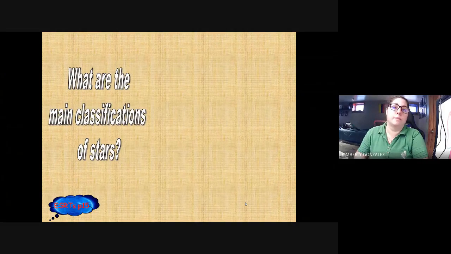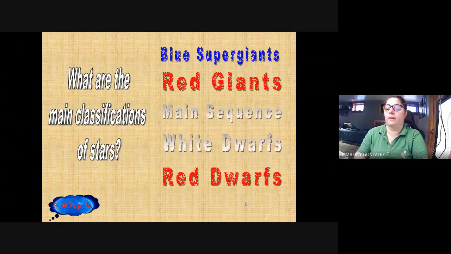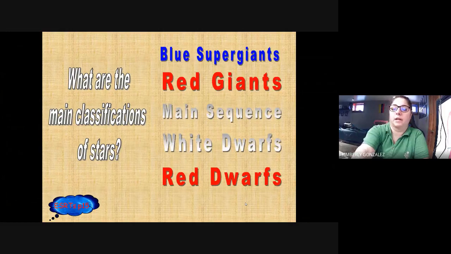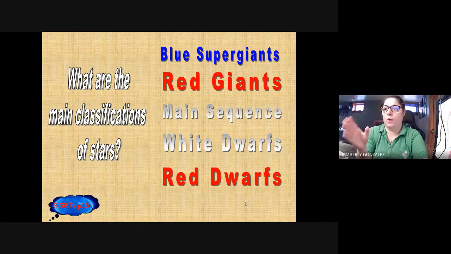Okay, so what are the main classifications of the stars? Well, the main ones that we see a lot of times are blue supergiants, red giants, main sequence, white dwarfs, and red dwarfs. Those are the main ones that we see. That does not mean that there aren't blue dwarfs or red supergiants or blue giants, okay? But these are the main ones that we see.